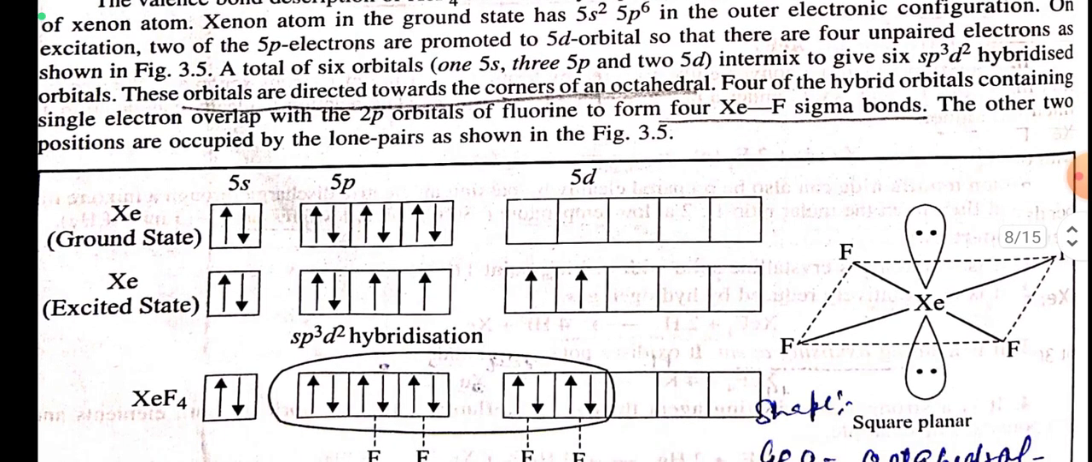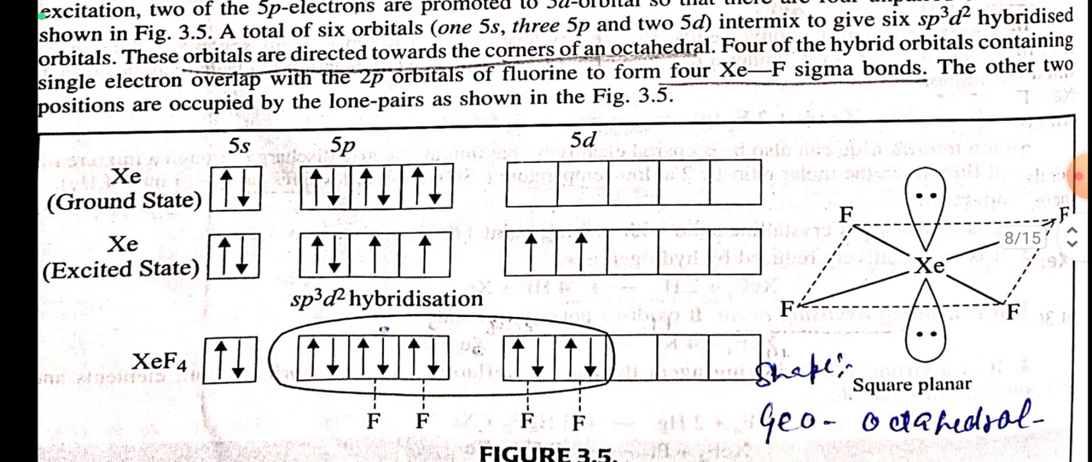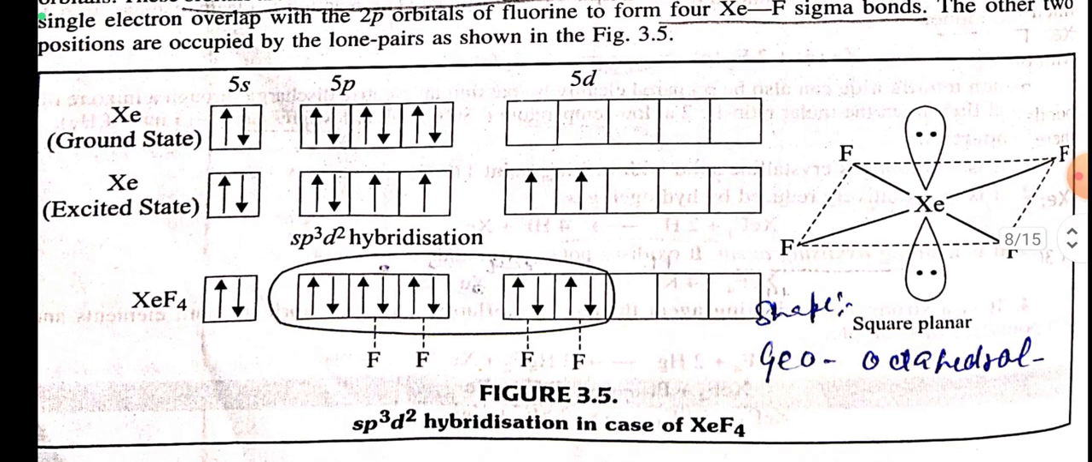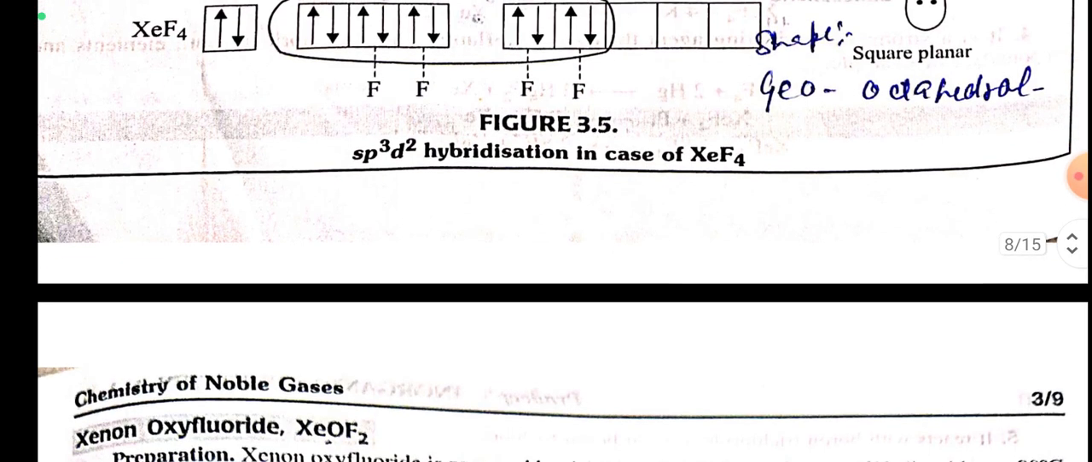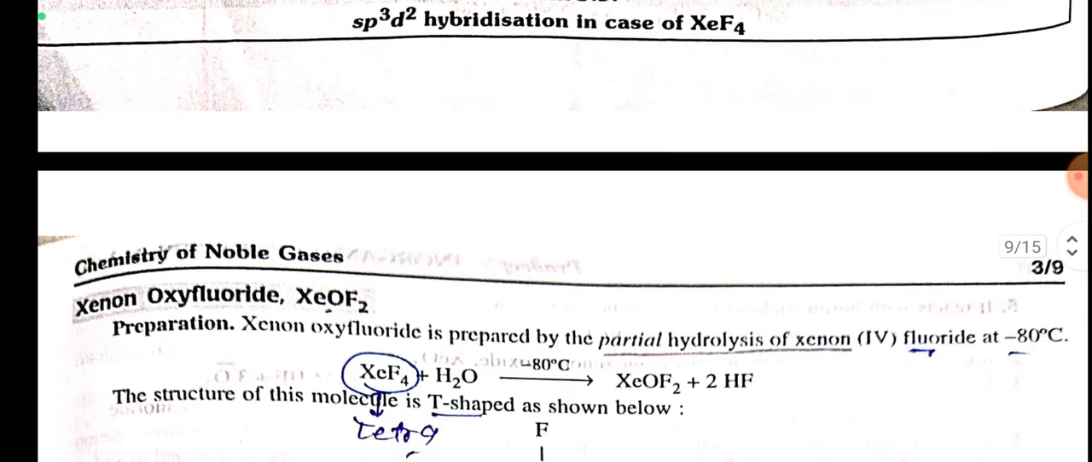as shown in figure. A total of 6 orbitals, 1 5s, 3 5p and 2 5d, intermix to give 6 sp3d2 hybridized orbitals. These orbitals are directed towards the corners of an octahedron. 4 of the hybrid orbitals containing a single electron overlap with 2p orbitals of fluorine to form xenon-fluorine sigma bonds. The other two positions are occupied by lone pairs. Shape is square planar and geometry is octahedral.